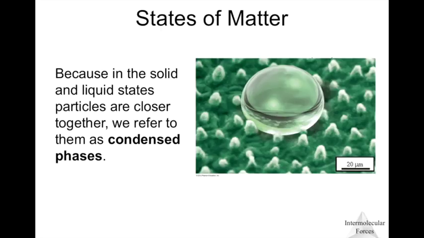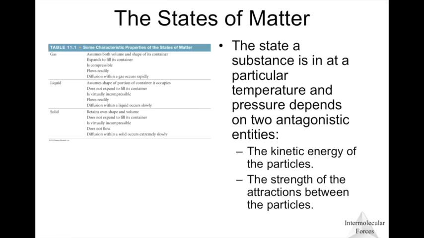Because the solid and liquid states are much more closely packed, we refer to them as a condensed phase, and obviously the gas would not be. The state a substance is in at a particular temperature really depends on two different things: the kinetic energy of the particles and the strength of the interactions between them. So if there's something that could be a liquid, and then you add some energy to it, you're increasing the kinetic energy such that it's able to break the attraction between the particles and become a gas.